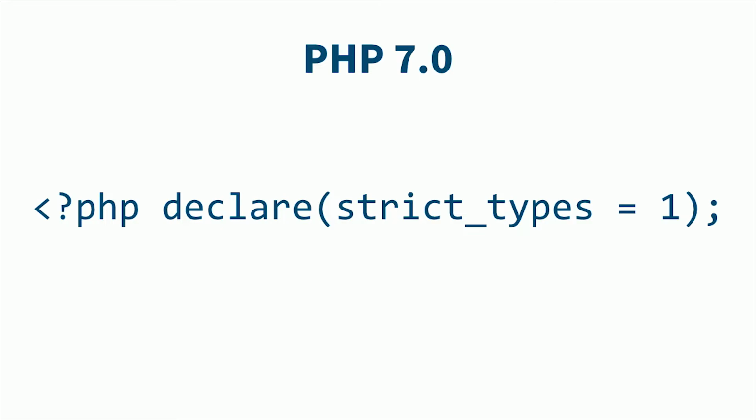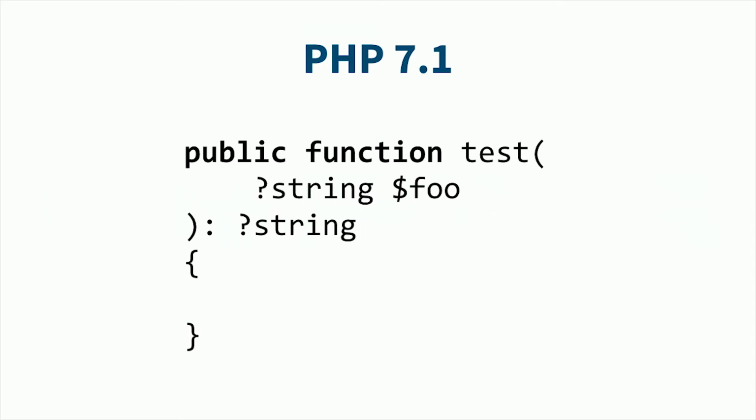Okay, PHP 7.1. PHP 7.1 introduced nullable type hints. So now finally, nullable and optional are two different things. And so you cannot call this method with the parameter omitted. That's invalid.